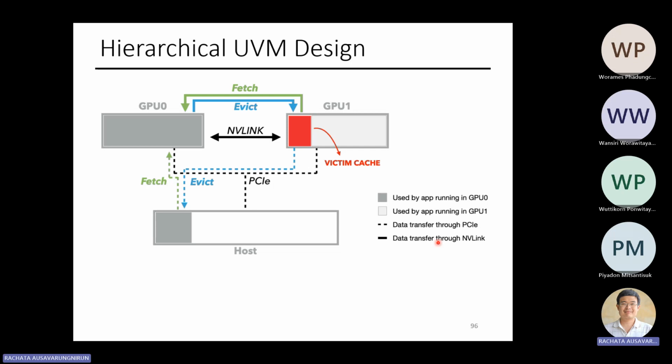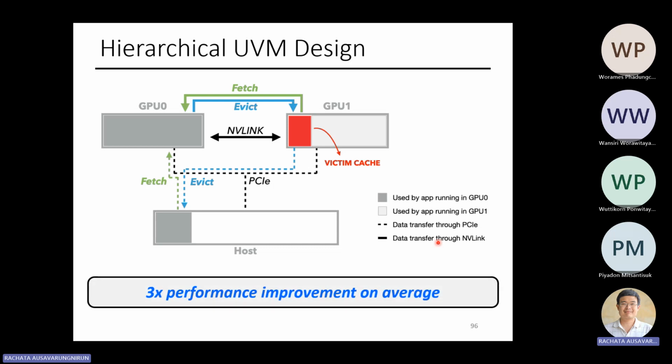This allows a second tier of caching, if you will. Before evicting things to the host, you go to the victim cache first. If you have reuse, you stay there. If you are done with using that data, then you evict to the host. And with that, we get about 3 times the performance improvement on average. So that's the design of our hierarchical UVM.